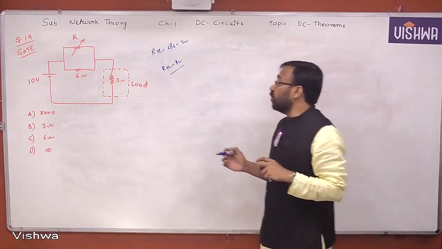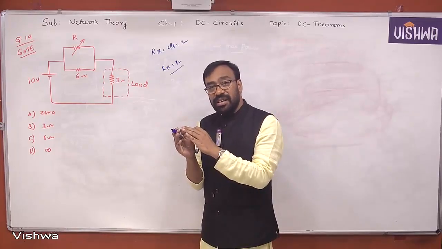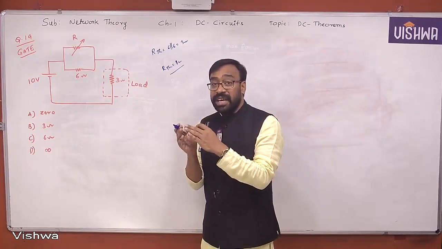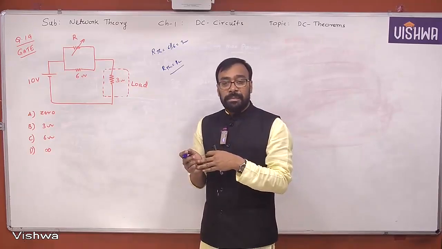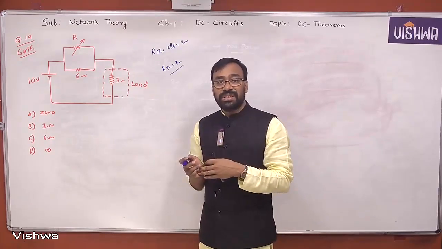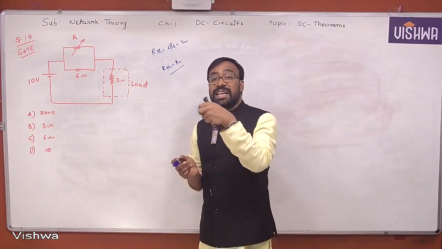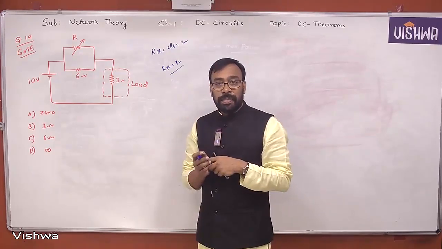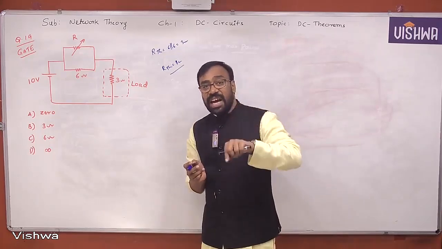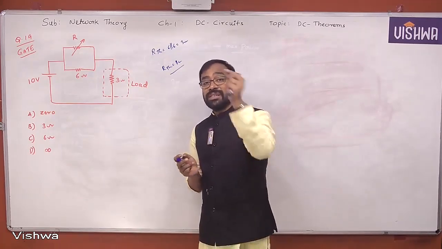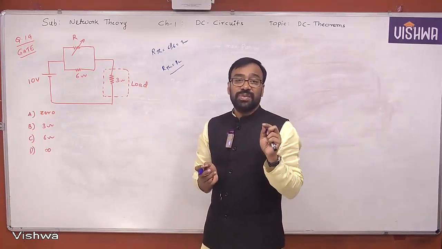Here, you need to vary RL and make it equal to RTH. That's nothing but RL is equal to RTH. The condition for maximum power transfer is that you vary the value of RL until it becomes RTH. But if you vary RTH until it becomes equal to RL, then only is it maximum power transfer when RL is equal to RTH.